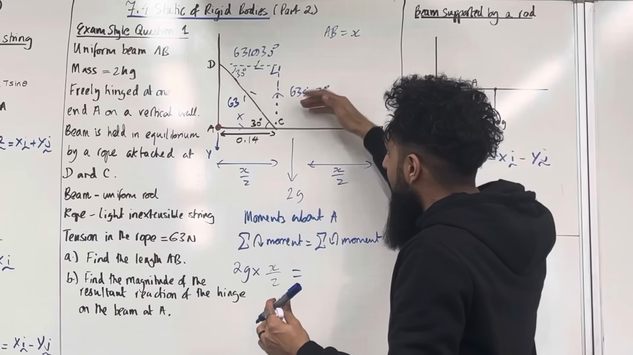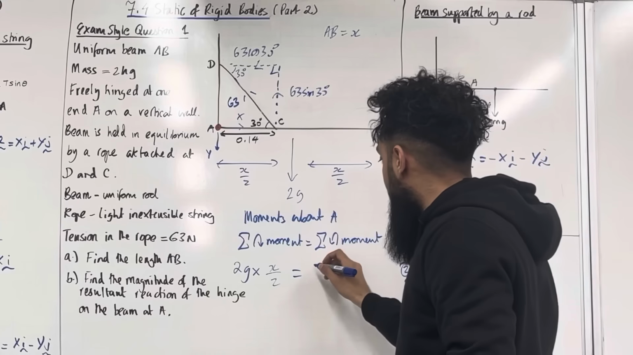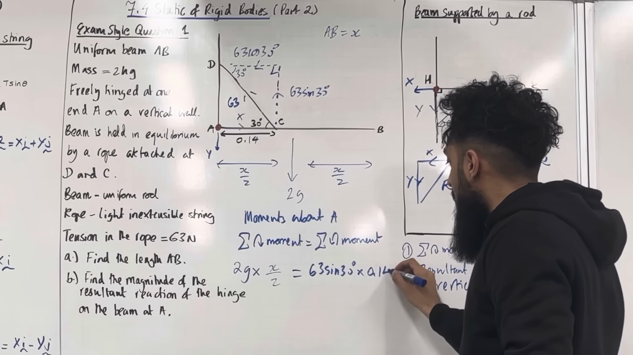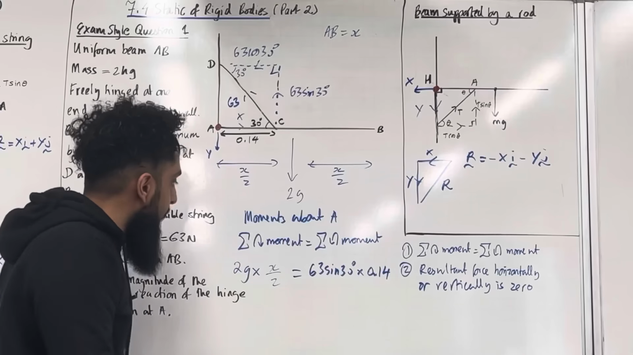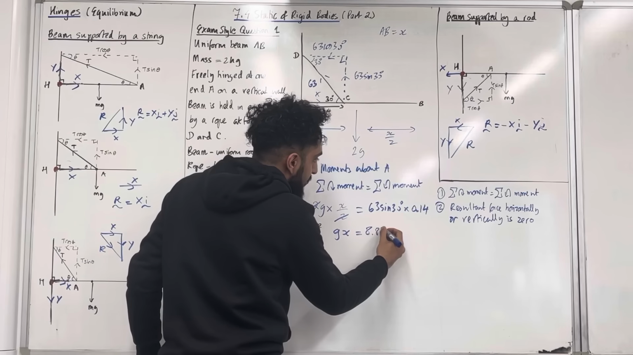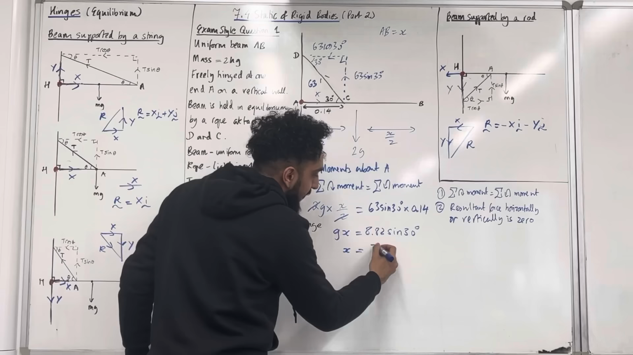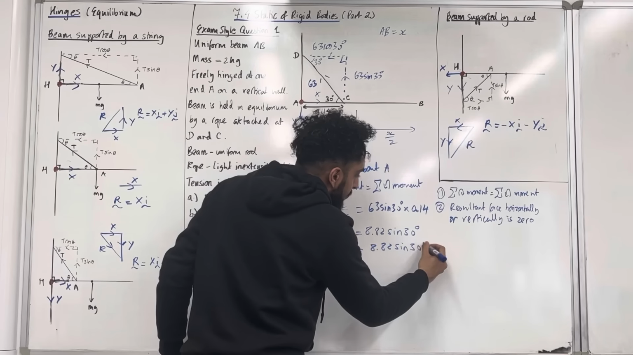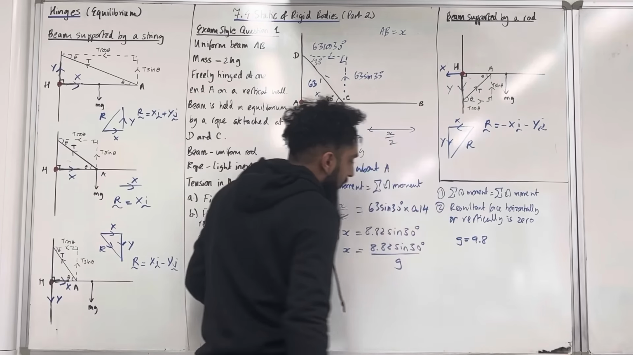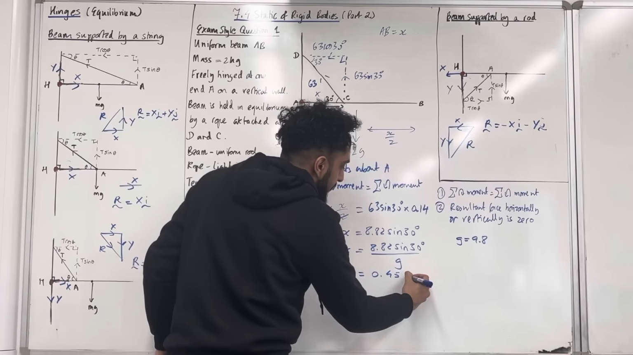So we can take this force and multiply by the perpendicular distance to that force, which is 0.14. So we have 63 sine 30 multiplied by 0.14. Okay, so we can clean this up. The 2s cancel out. We have gx is equal to 8.82 sine 30. Now we can make x the subject, and we get 8.82 sine 30 all over g, where g is equal to 9.8. Putting this into my calculator, I get x equal to 0.45 meters.